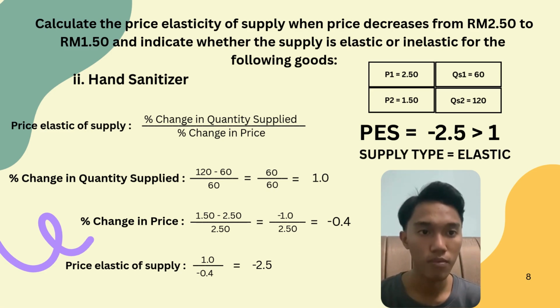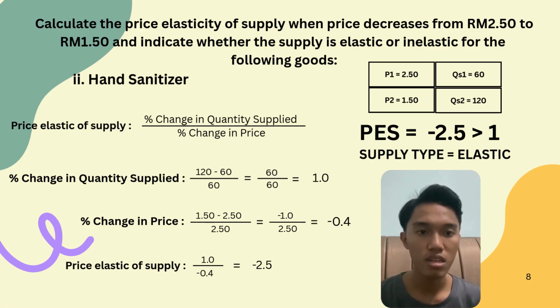Now I explain this question. Calculate the price elasticity of supply when price decreases from RM2.50 to RM1.50 and indicate whether the supply is elastic or inelastic for the following goods. Number 2, hand sanitizer. I use the formula: price elasticity of supply equals percentage change in quantity supplied divided by percentage change in price.